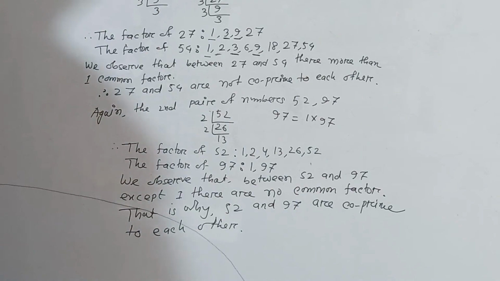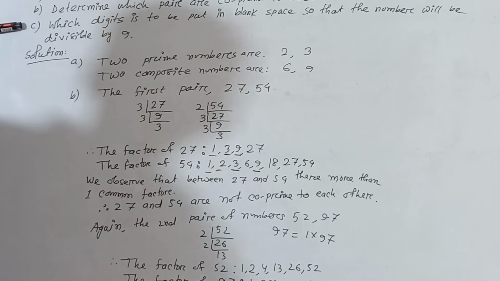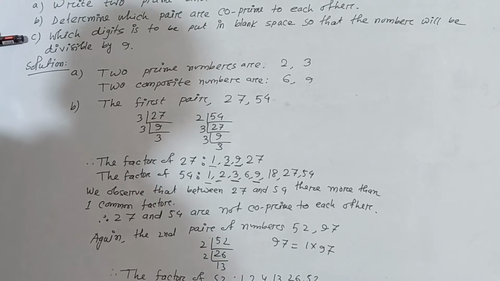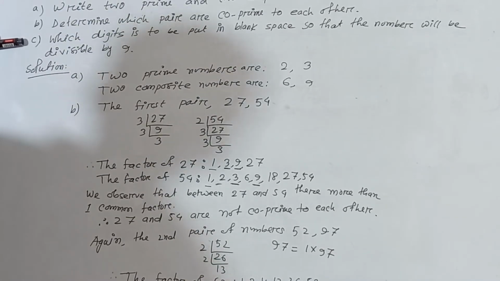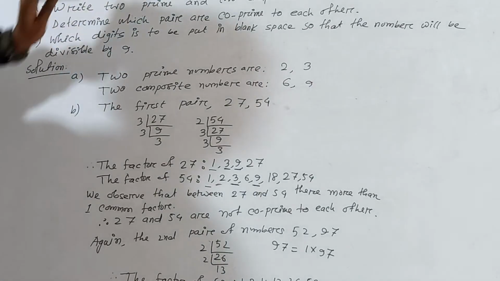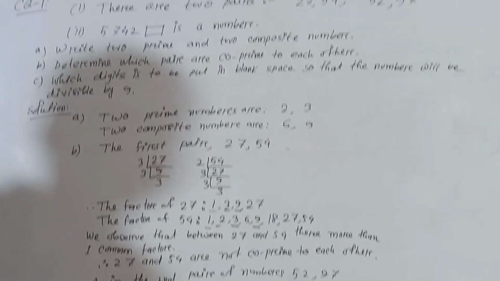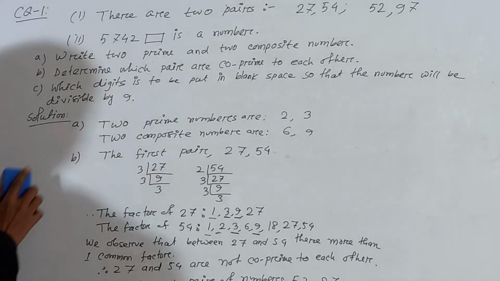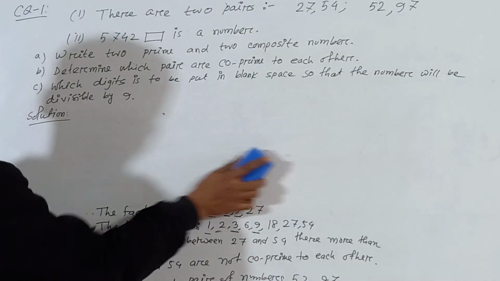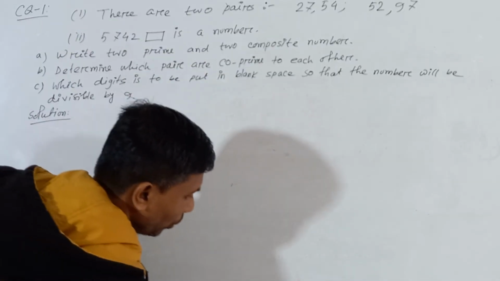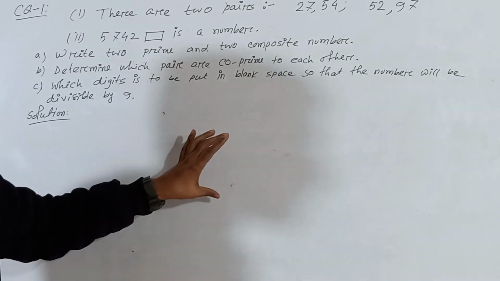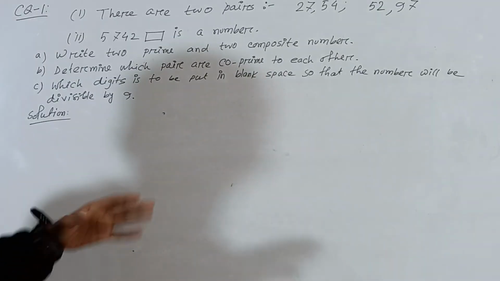Now I will solve question number C. Look, which digit is to be put in the blank space so that the number will be divisible by 9. Okay, student. Now at first we know the condition of divisibility by 9. What is the condition? If the sum of the digits is divisible by 9, then we say that number is divisible by 9. Okay, student?